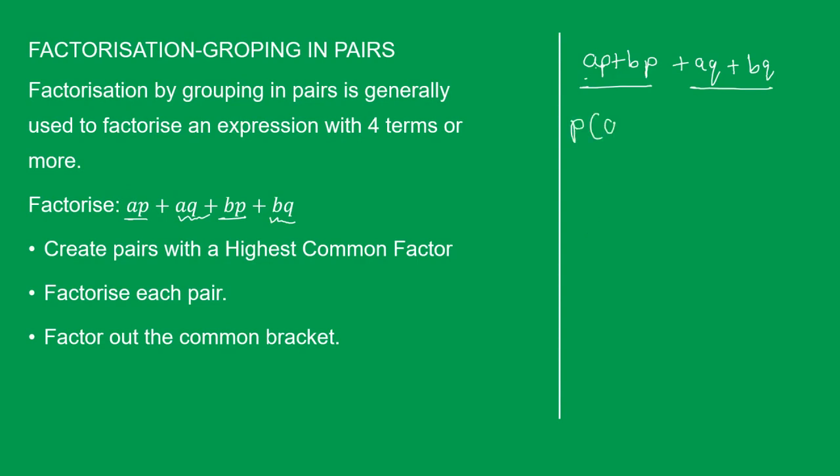Factor it out, and then A plus B. Then for the second pair, the highest common factor is Q. Factor it out, and then A plus B. And then we have our A plus B, the common bracket. This coefficient and this coefficient form the second bracket, which is P plus Q. Okay, we have factorized them. That's how we factorize by grouping in pairs.